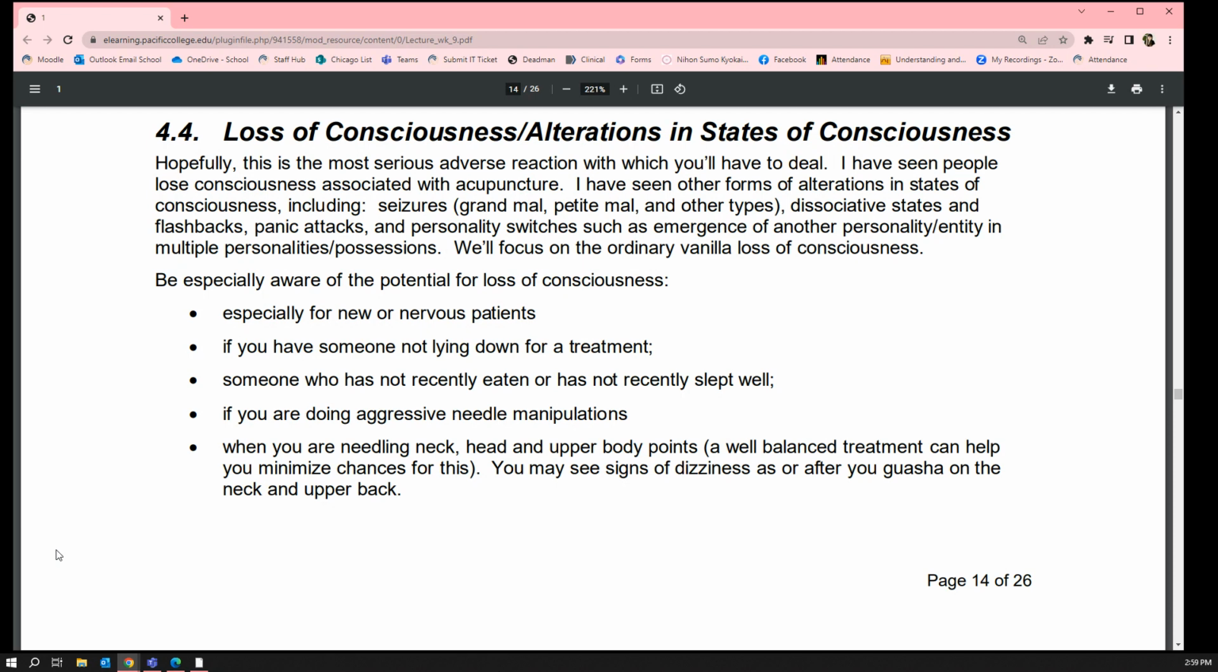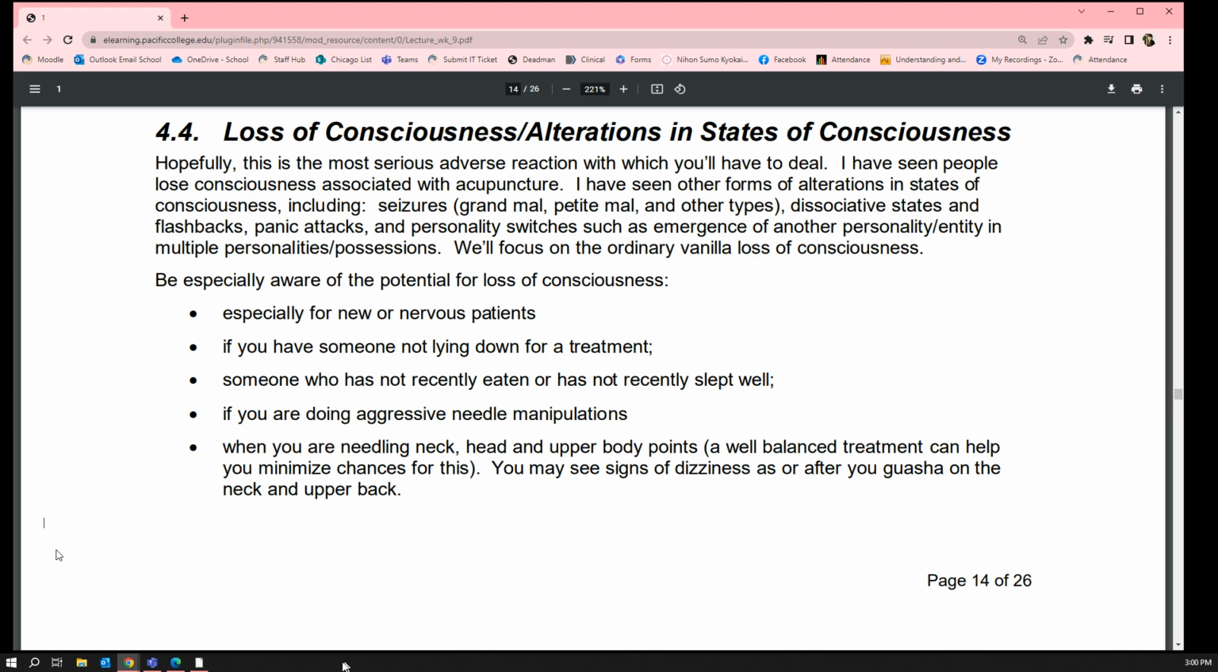So other than those things, when we talk about altered states of consciousness, we could also be talking about a seizure. We could also be talking about a panic attack. We could be talking about a personality switch in a person with multiple personalities. So as far as those bigger emergency situations, those are more major medical red flags. We'll talk about major medical red flags in a little bit, and you'll also get a lot more information about that in your pathophys classes. So this isn't where we're going to learn about that. As far as the notes are concerned, we're going to focus on ordinary vanilla loss of consciousness. So this is if somebody just passes out in your treatment room.